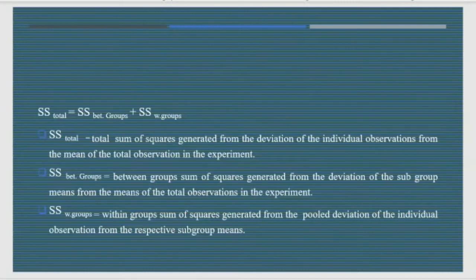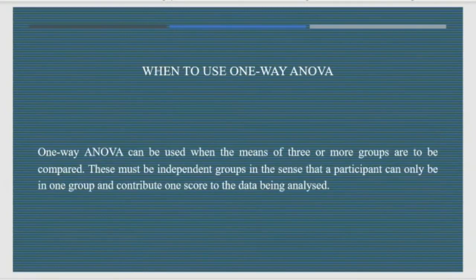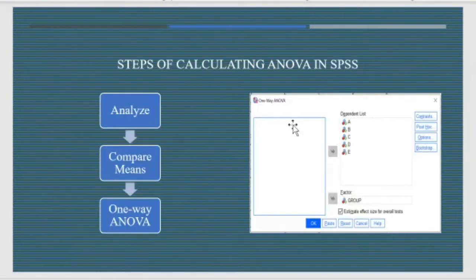So now the question is, when will we use one way ANOVA. We have already discussed that when we have three or more than three groups, and the groups are independent. Now these are the steps of ANOVA. I have to go to Analyze, Compare Means, and One-Way ANOVA.